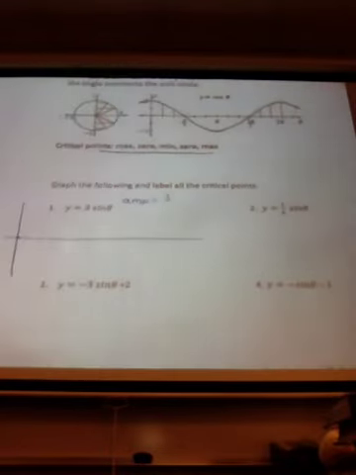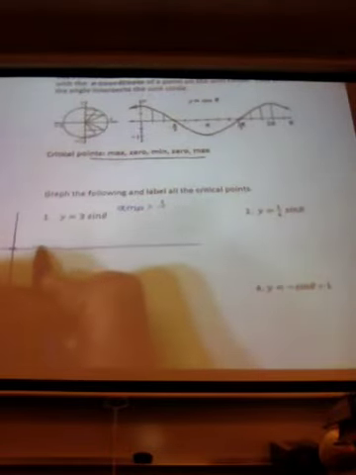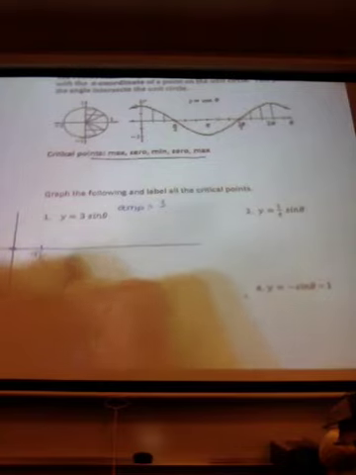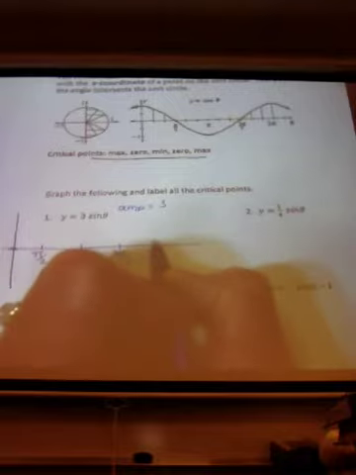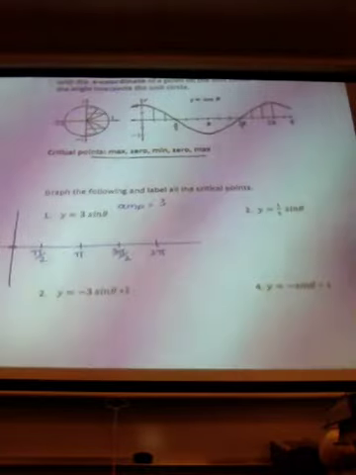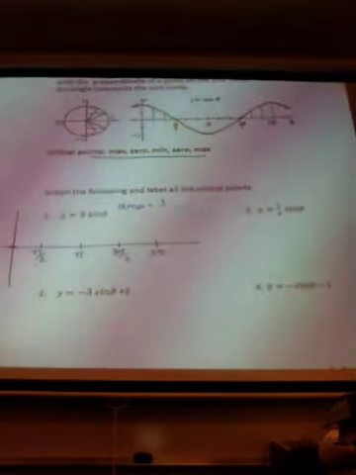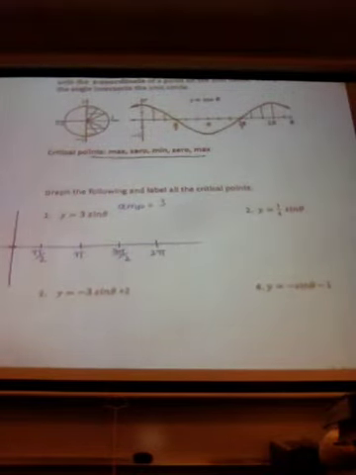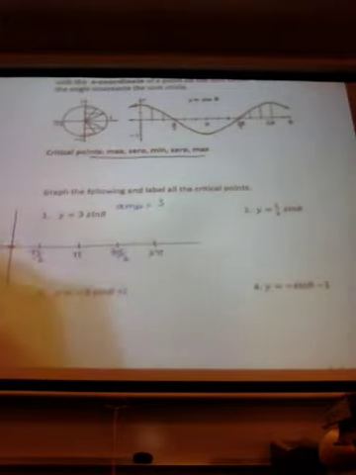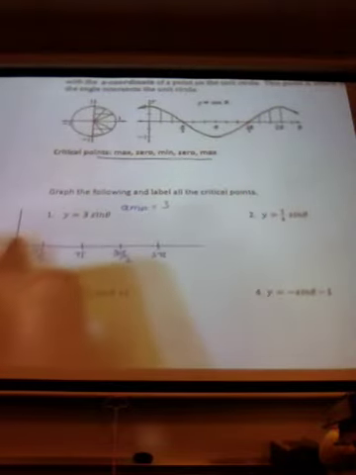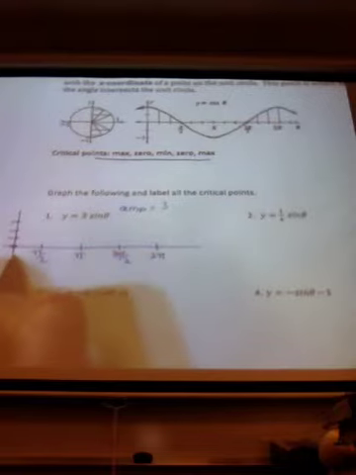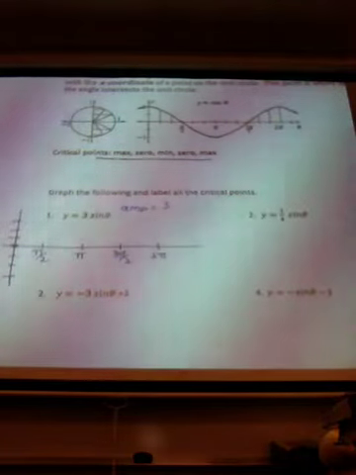Okay, so here I want you to mark off, here's pi over 2, here's pi, here's 3/2 pi, and here's 2 pi. You have to show me that because that's the whole period. You have to go through a whole cycle. Now, it always starts at 0, but how high is it going to go? It's going to go up 3 and it's going to go down 3, okay?